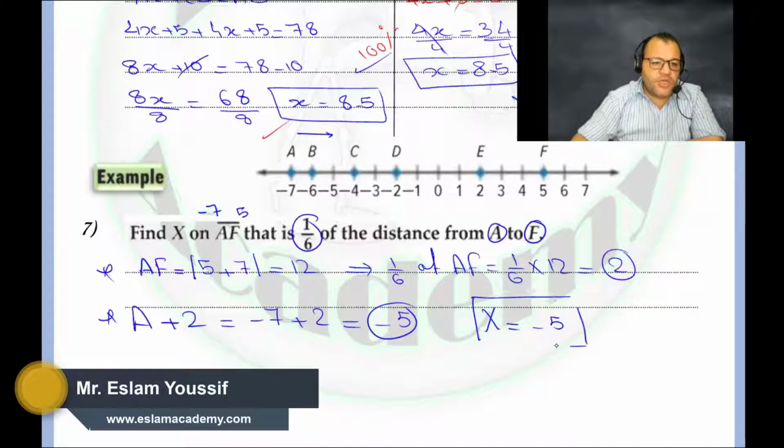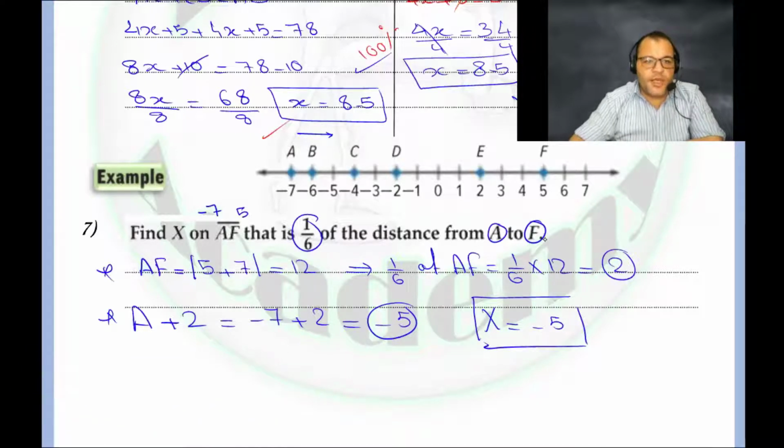X, which is equal to negative 5, lies at 1 over 6 of the distance from A to F. You get the idea? Yes. Suppose that I need the point y, which lies at 1 over 6 of the distance from F to A. I need now from F to A. How can we find y? It lies at 1 over 6, which means now it will be 2 units.